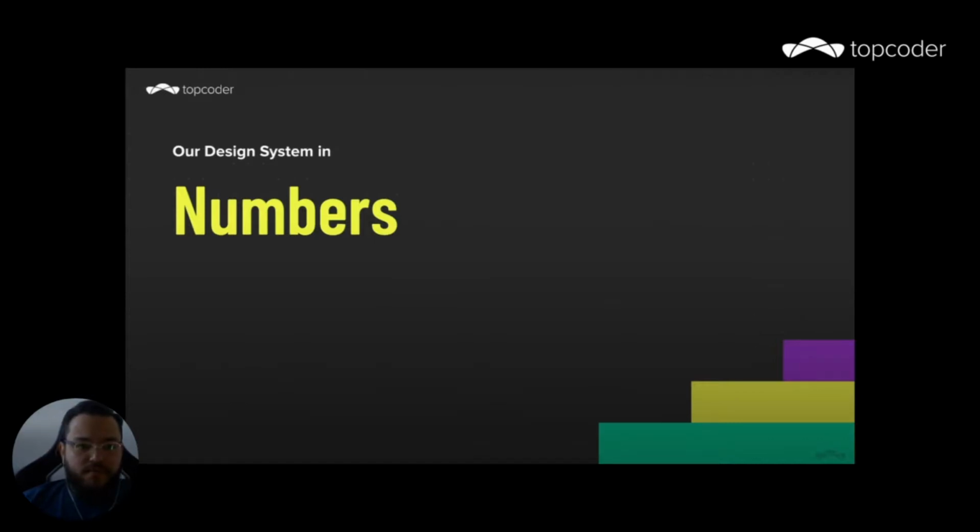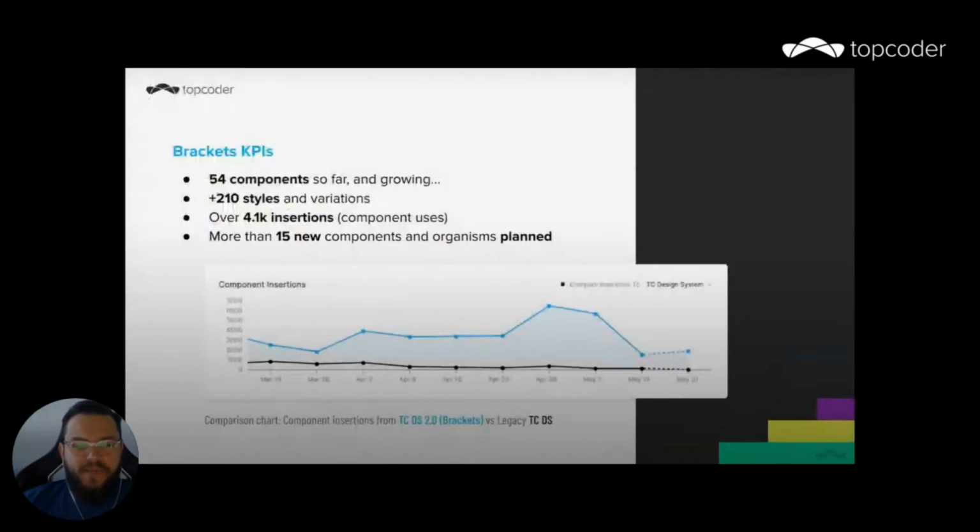I'm going to show you some different numbers about our design system so you can have a better idea about what this actually means in the real world. So far, we have 54 components designed, and each component, please have in mind that each component is a button, is a form element. So every UI element that you can imagine, we have it already in our design system. Each one of these components has its own variation. So in total, we have more than 200 styles and variations.